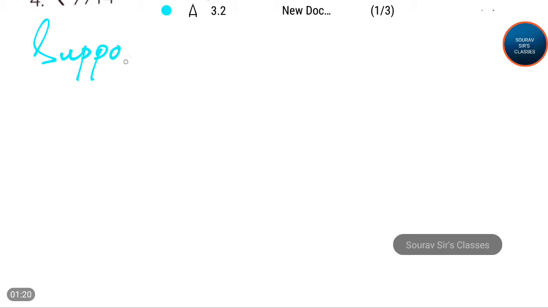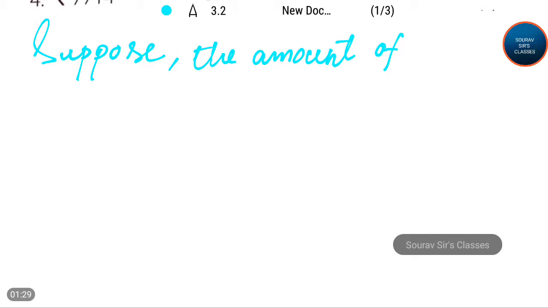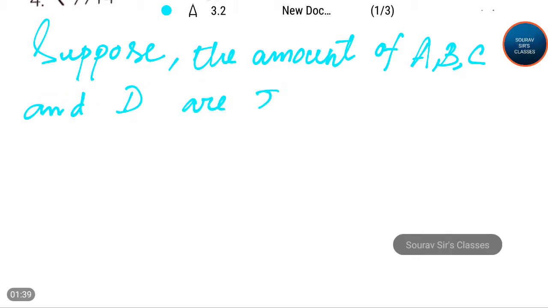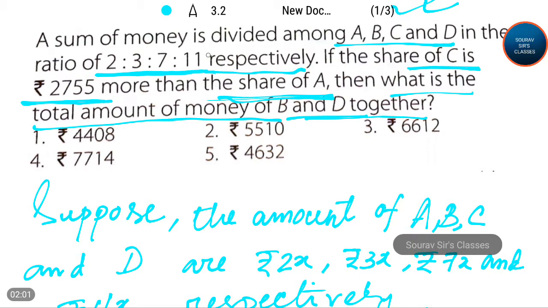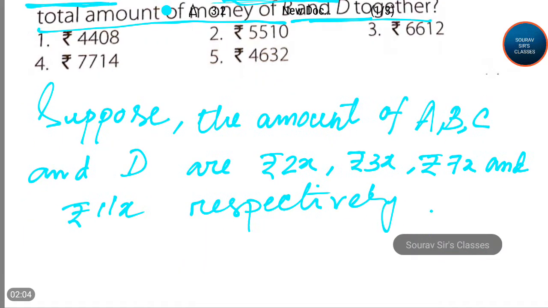Suppose the amount of A, B, C and D are rupees 2x, rupees 3x, rupees 7x and rupees 11x respectively, because their ratio was given, that was 2 is to 3 is to 7 is to 11 here.